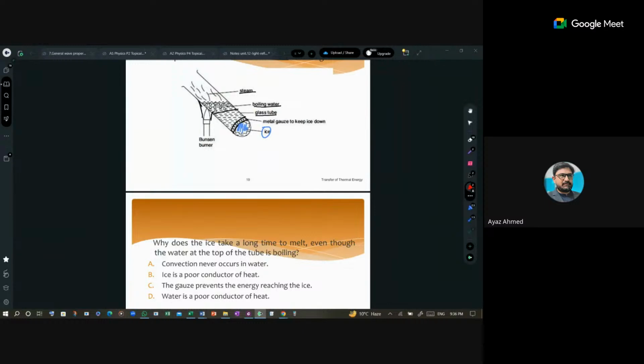So why does the ice take a long time to melt even though the water at the top of the tube is boiling? Everyone has to answer this because the answer is not revealed to you. So please, all of you have to think about that.